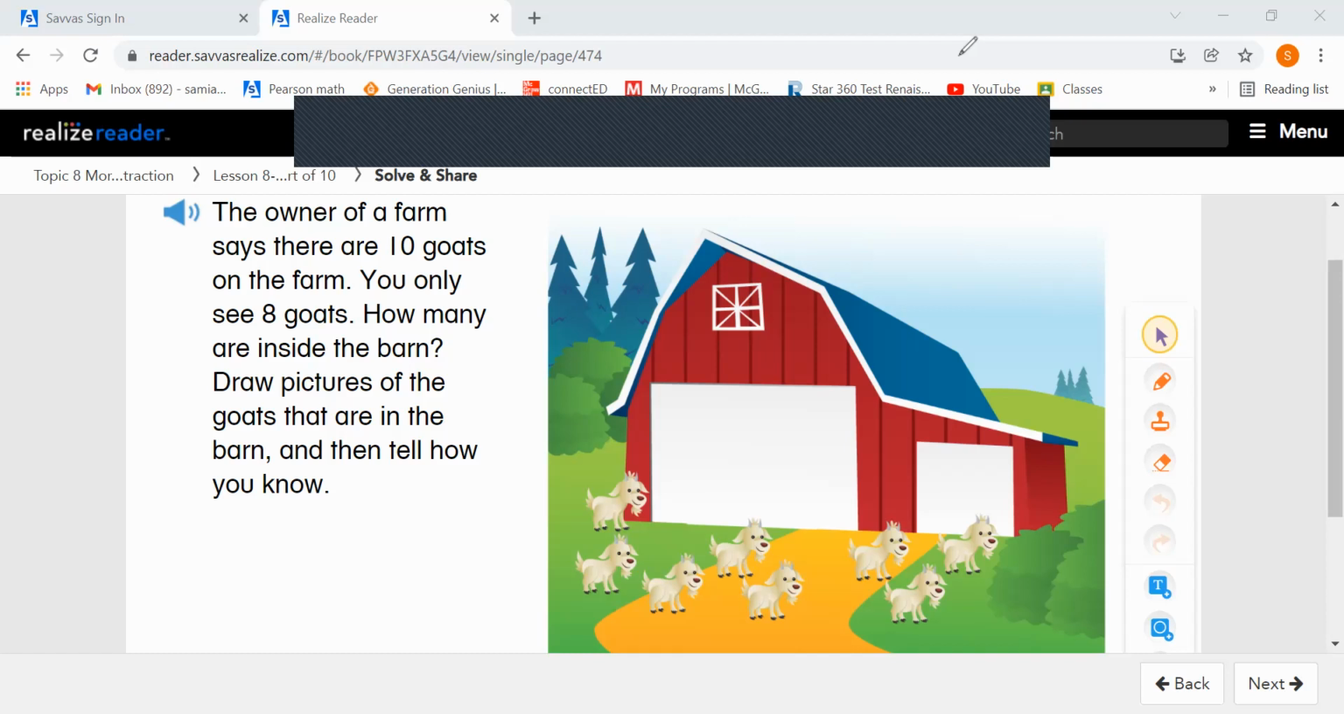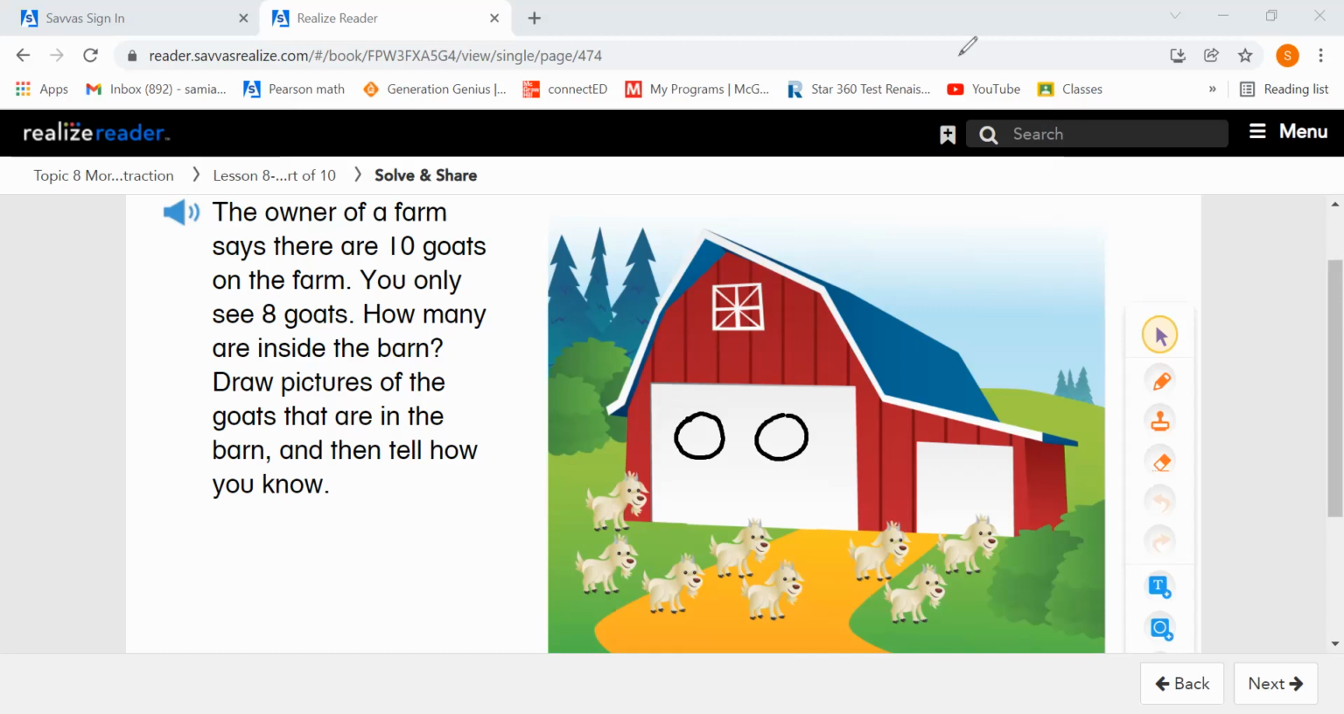Let's start at 8. And I'm going to use counters. 8, 9, 10. So there are 2 goats inside the barn. And how do we know? We know because we counted up from 8. So when we count on from the part that we know, we count to 10, and 2 is what we found were inside.